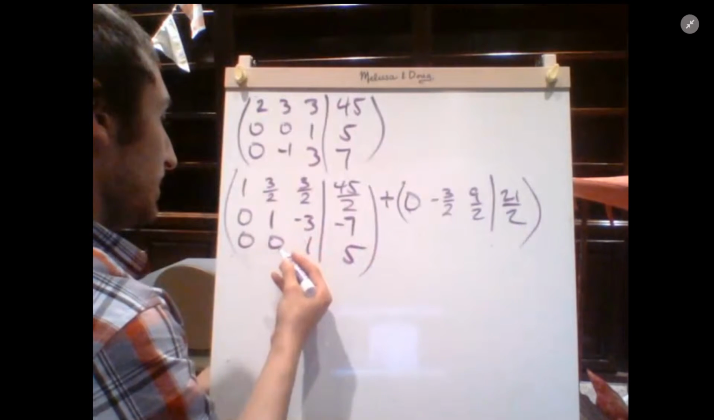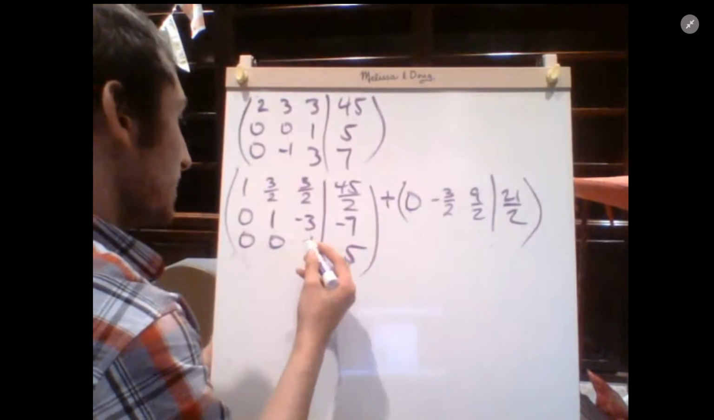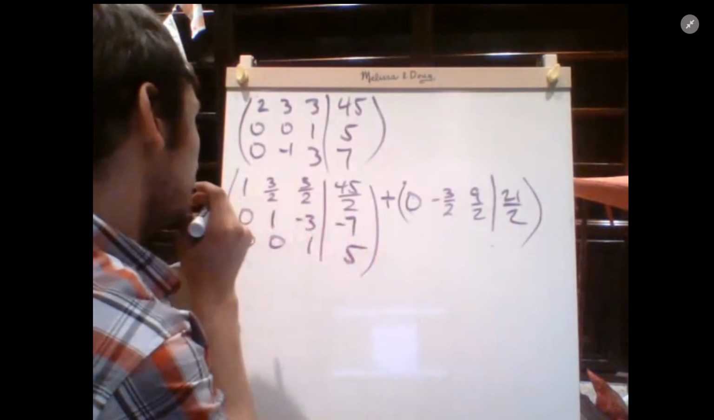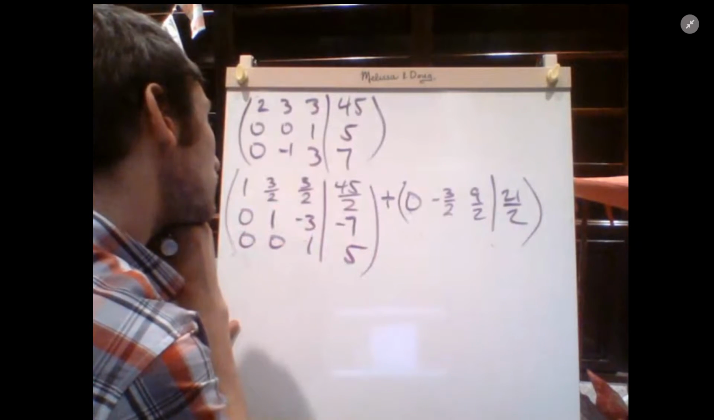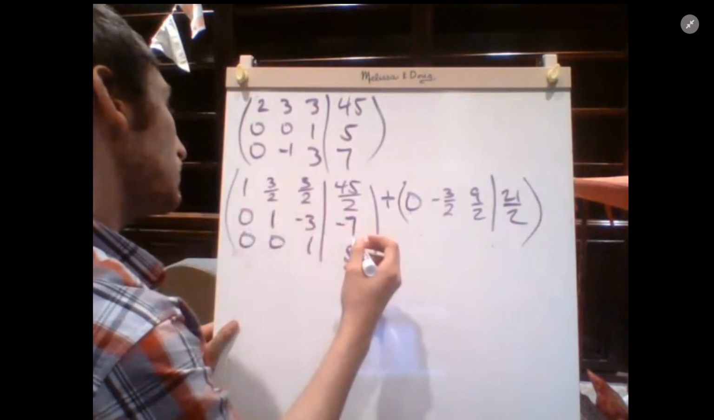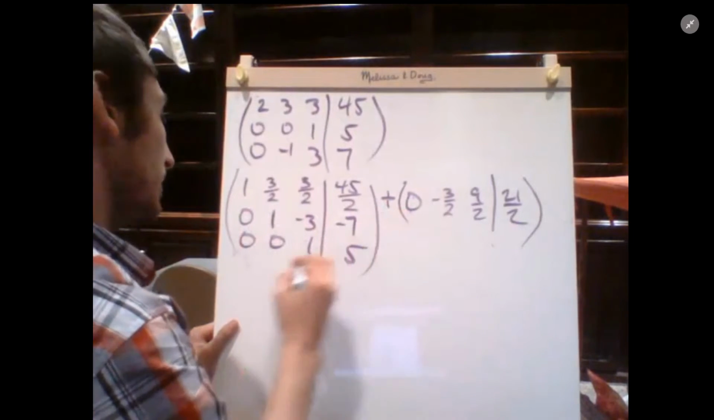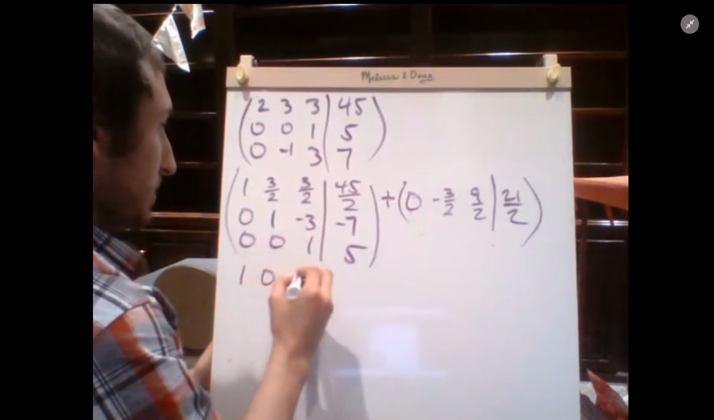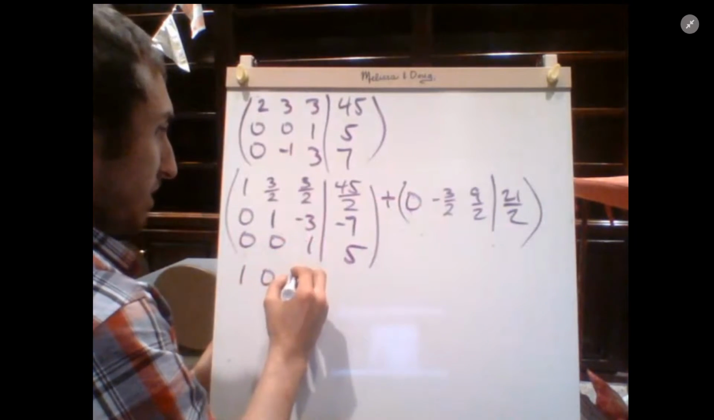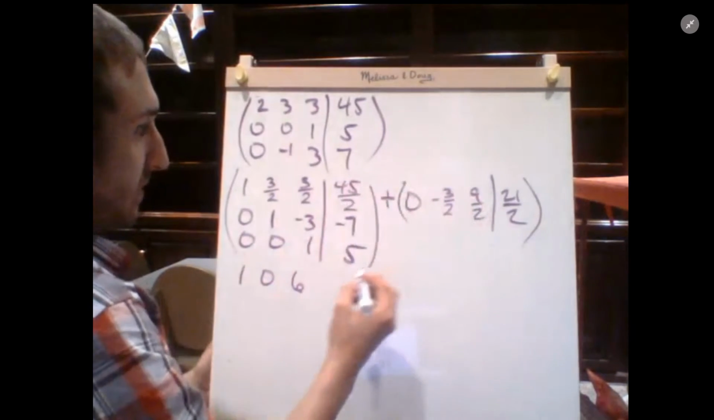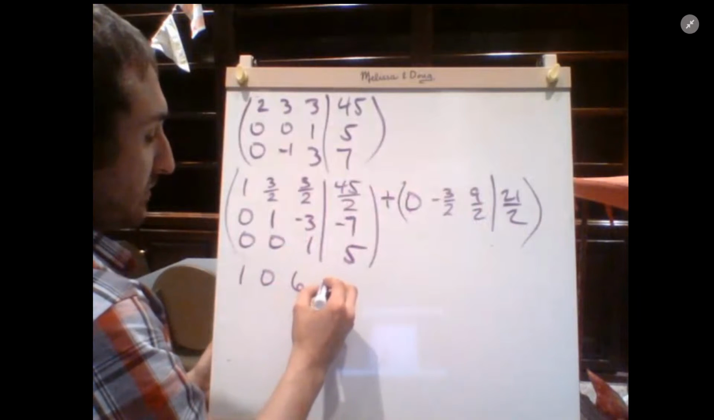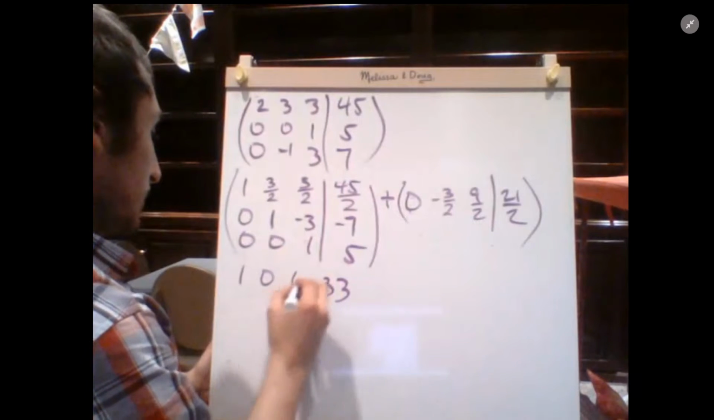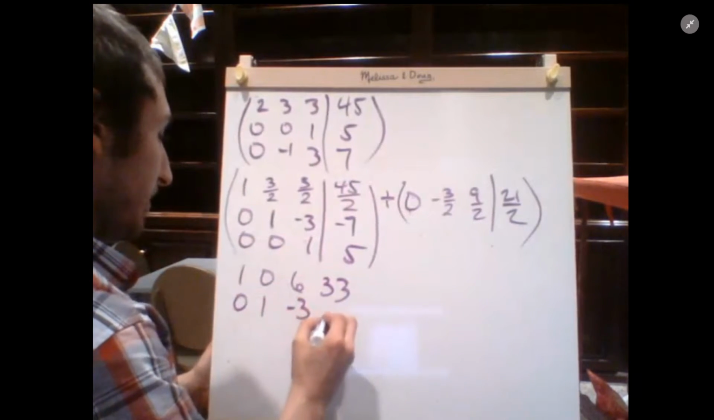Now we're going to take the second row, multiply it by 3, and add it to the third row. So now we're going to go ahead and just add it here. We're going to have 1, 0. 9 and 3 is 12, so 12 halves is 6. 45 and 21 give you 66. 66 over 2 is 33. So we're going to recopy the second and third line.